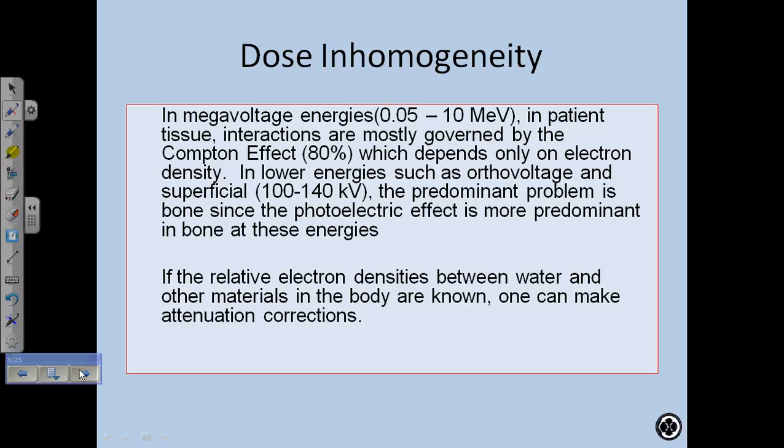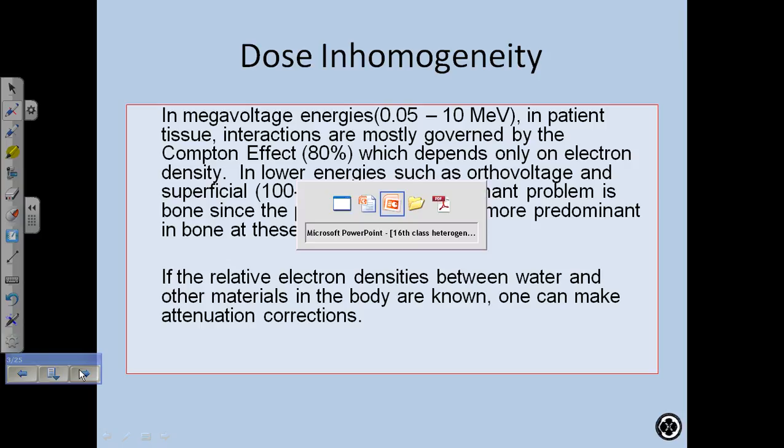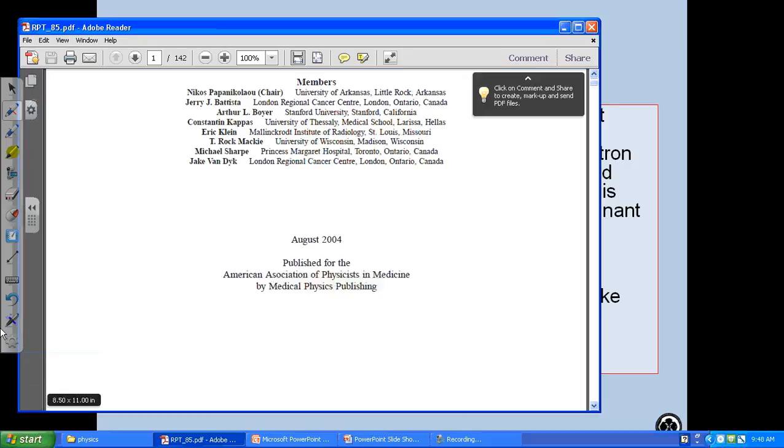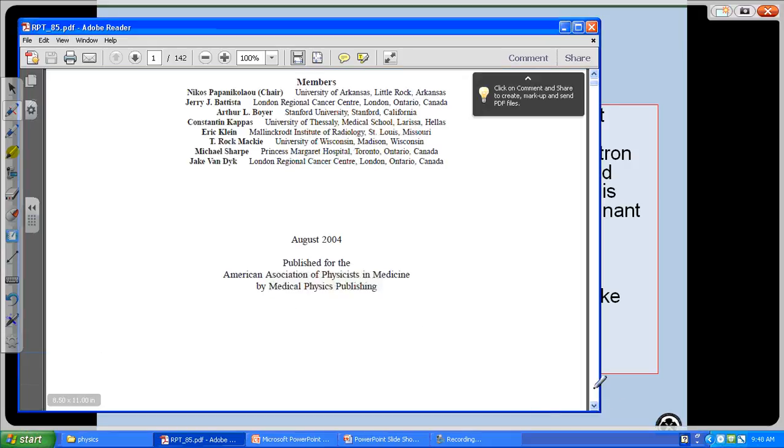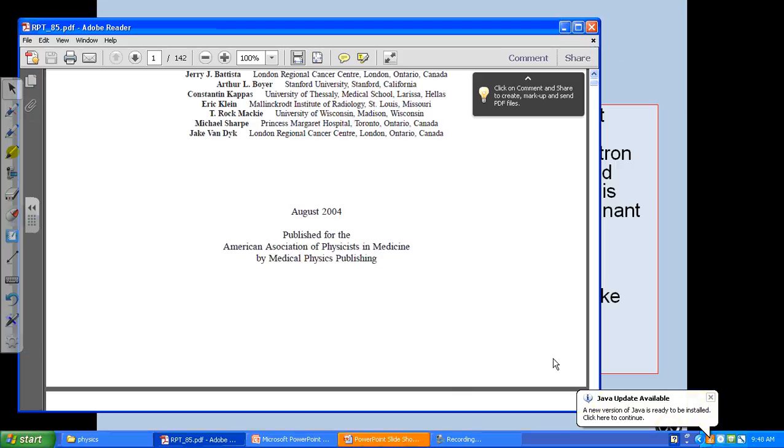There's a really nice graph. Let me flip to it really quickly. There's a really nice graph in I'm sorry, in report 85. Oh, we're gonna have this problem again. Is this the quickest way to get rid of it?